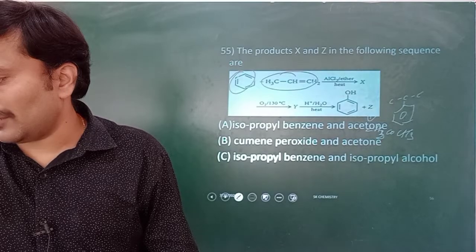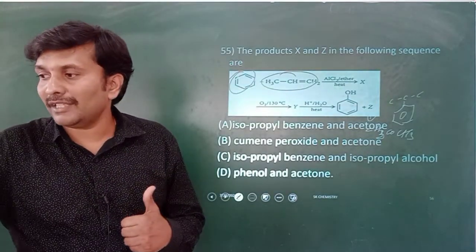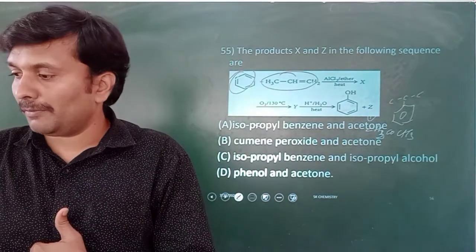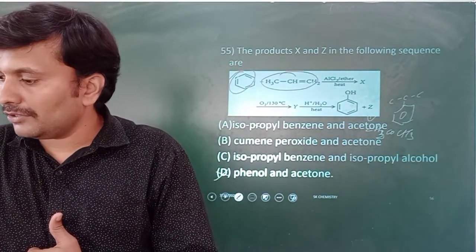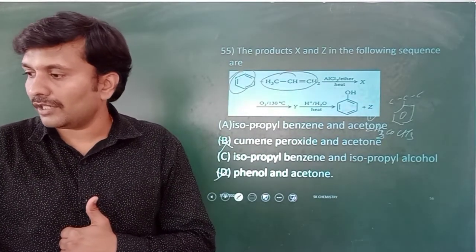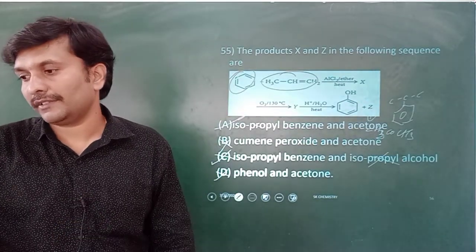See the option? Named reactions, how they confuse you. Instead of giving cumene, I have given the name as isopropyl benzene. So which is the option with isopropyl benzene? These are wrong. Acetone, isopropyl alcohol is not acetone, so this is wrong. So option A is correct.